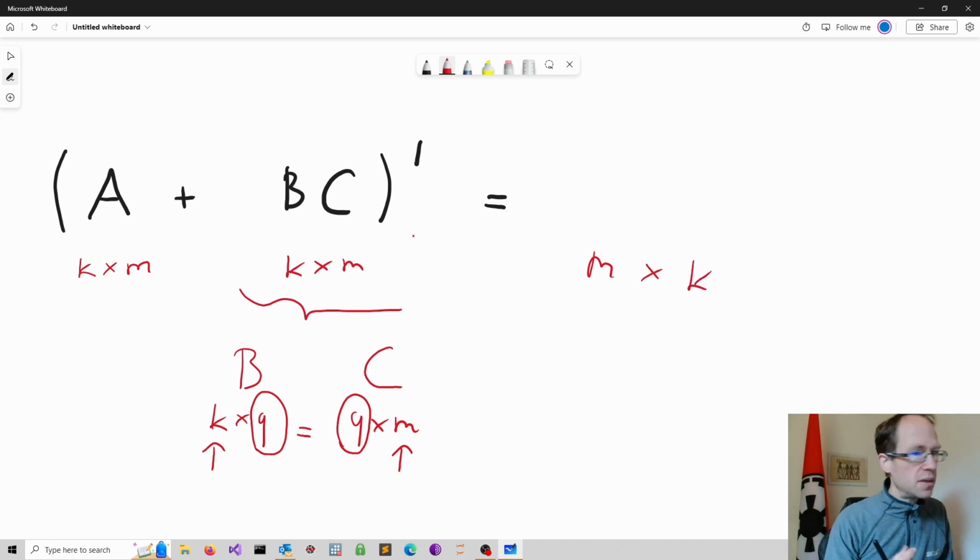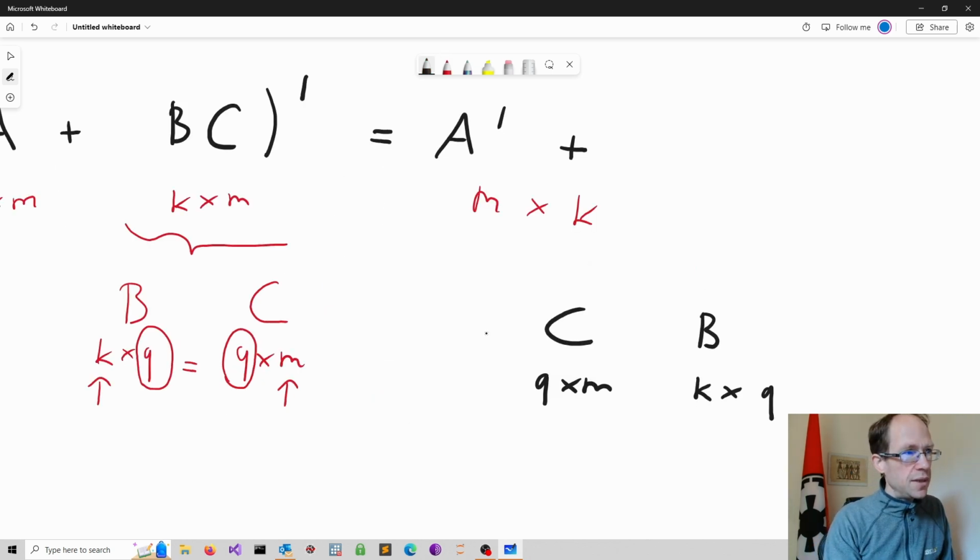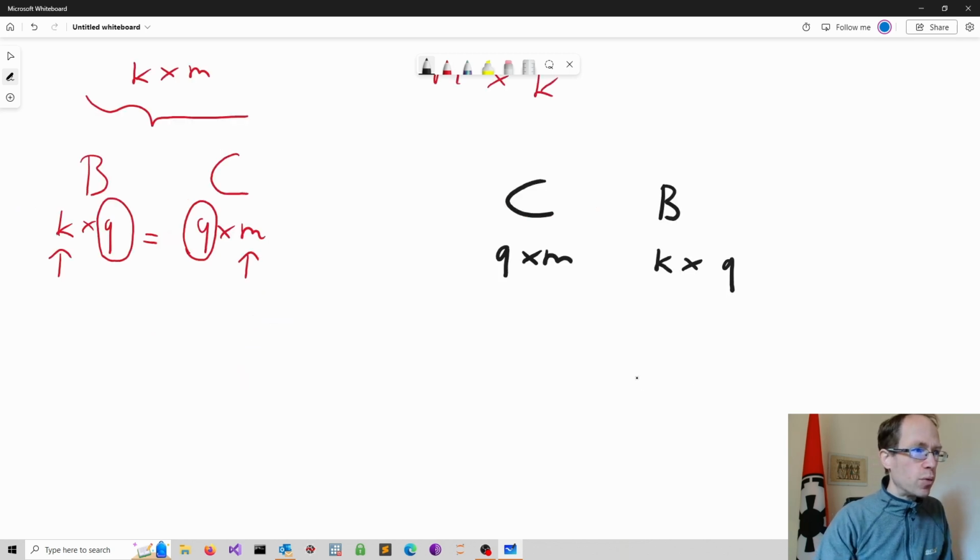Now the first term is simple. We just take A transpose, and to get the second term, we have to think about the following. So first I switch position. So you see I have now C times B, and looking at the dimensions, they would not match because now I have m here and k there. So to make it match, I have to take the transpose. So taking the transpose results in C prime B prime with dimensions m times q, q times k.